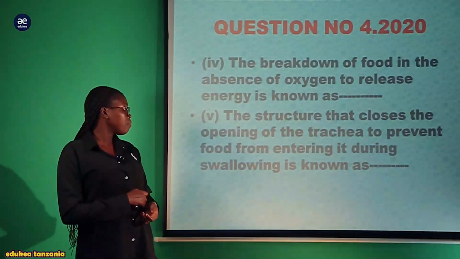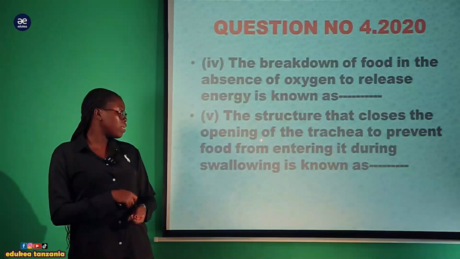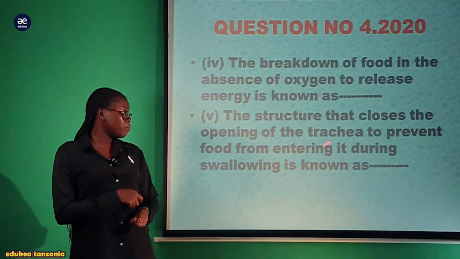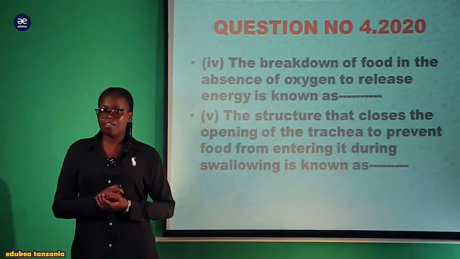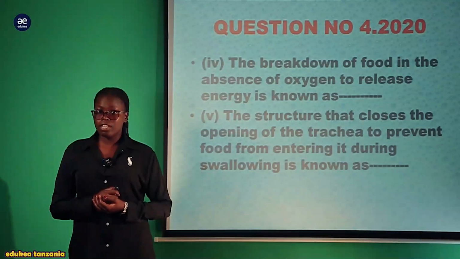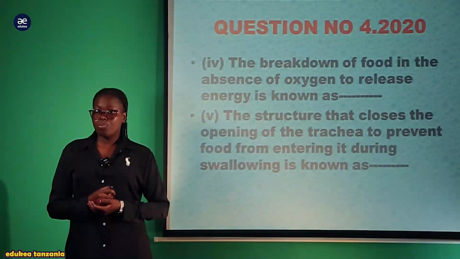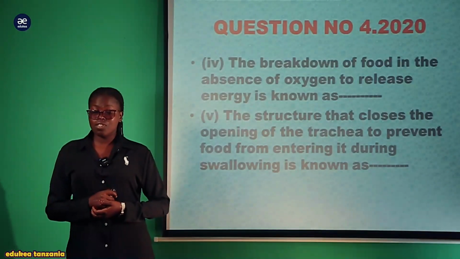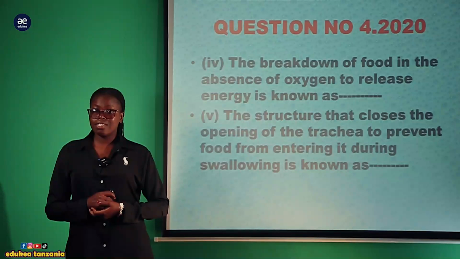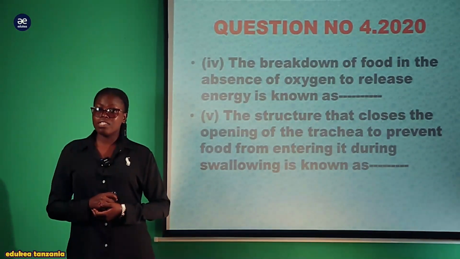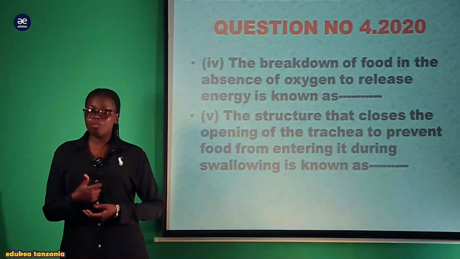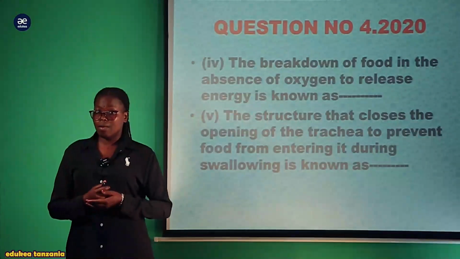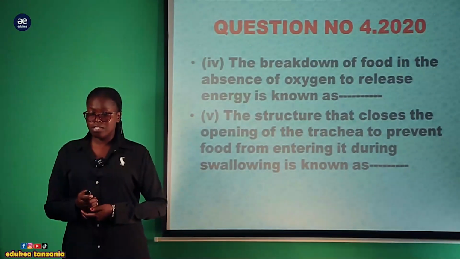And the question Roman 5, the structure that closes the opening of the trachea to prevent food from entering it during swallowing is known as dash. This question has been derived from the concept of digestion. In nutrition, in the topic of digestion in human beings, in the structure of the pharynx there is the epiglottis. The epiglottis is the structure that prevents food from entering the windpipe, or the trachea. So hii hapa ni epiglottis ambayo inasaidia mtu akimeza chakula kisiwezi sana kurudi katika koo la hewa. So the answer here is the epiglottis.